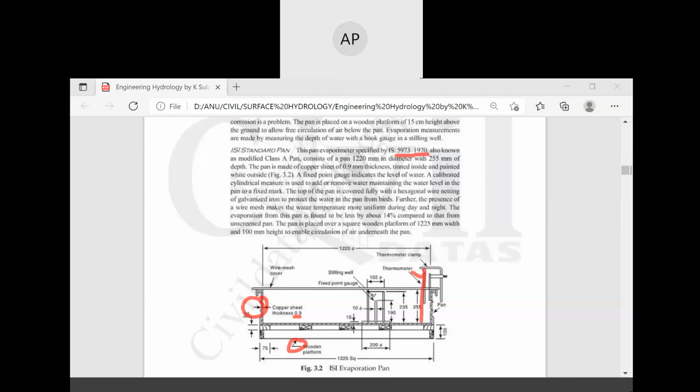There is a fixed gauge, and within the gauge you can directly measure the loss of water. So that is your evaporation, isn't it? Have you understood how evaporation is measured using a pan?